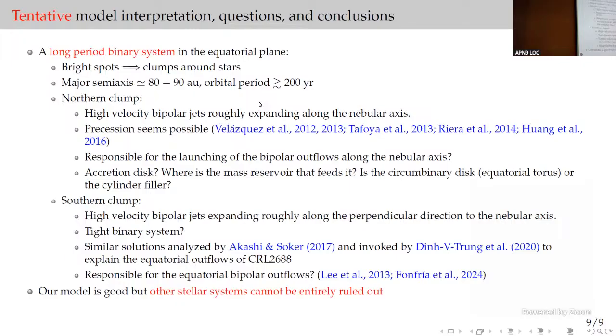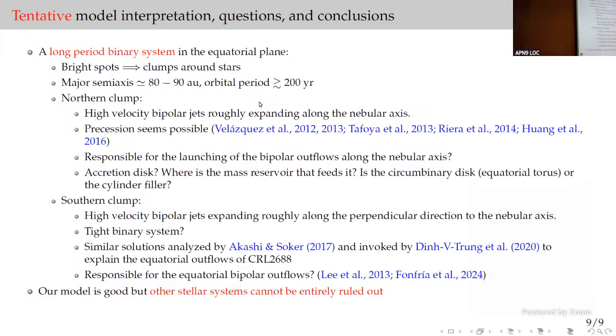I have a question. Have you already computed the kinematical ages of the jets? Yes, more or less. They range depending on what we are looking at. The ages range from 4 to 20 years: 20 years for the walls of the cylinder and 4 to 7 years for the jets. So they are young. Okay.